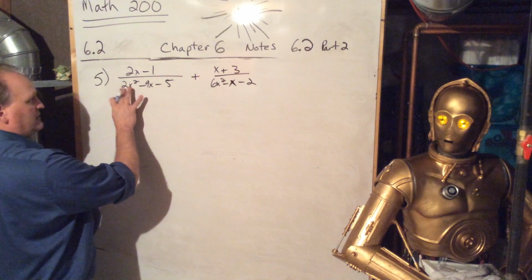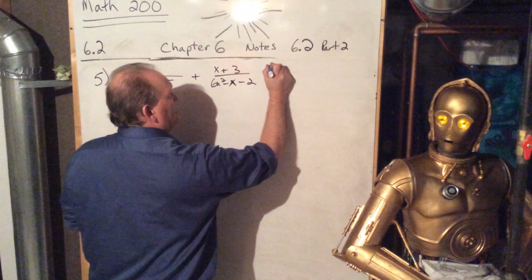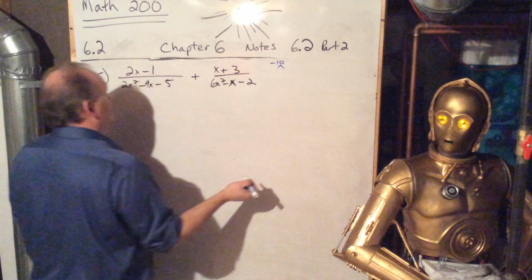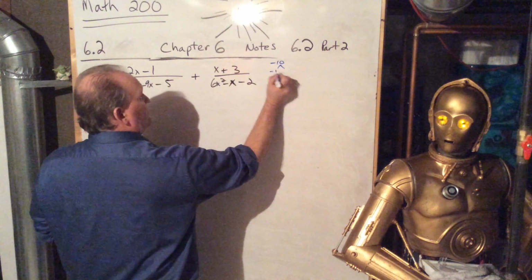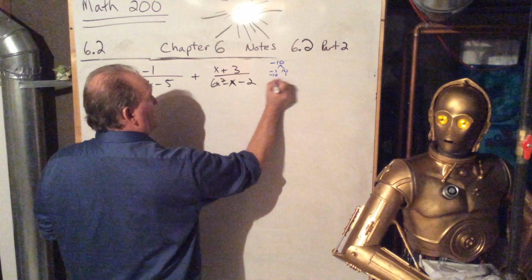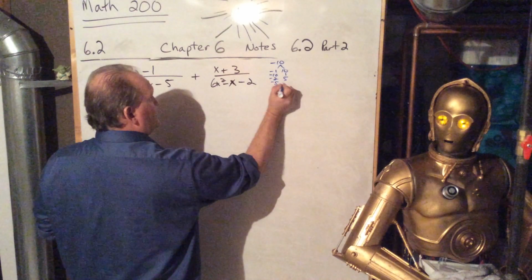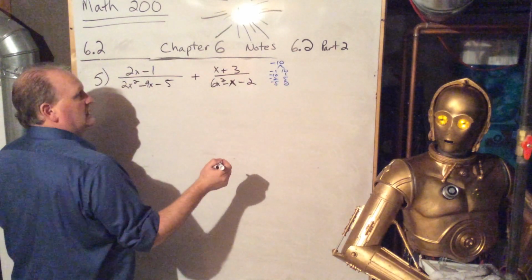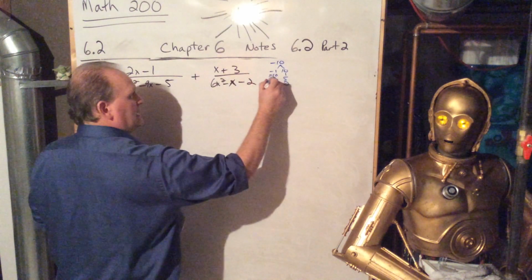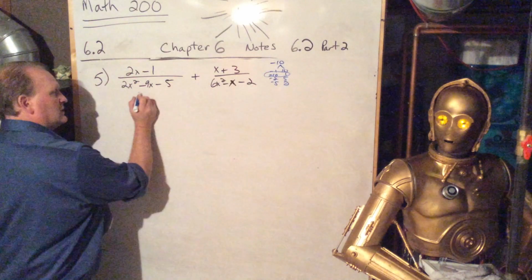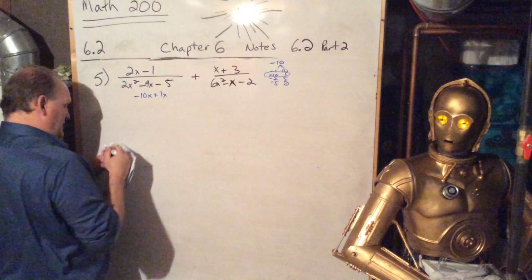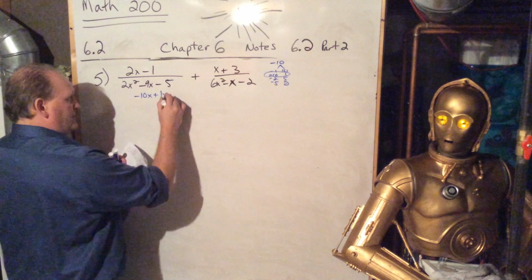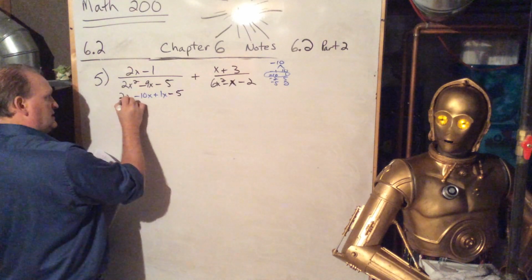So AC method, 2 times negative 5 is negative 10. Suspects for negative 10 are negative 1 and 10, negative 10 and 1, negative 2 and 5, negative 5 and 2. We want negative 10 and 1. So we're going to sneak in a negative 10x plus 1x right there. We're going to leave the minus 5. We're going to leave the 2x squared.